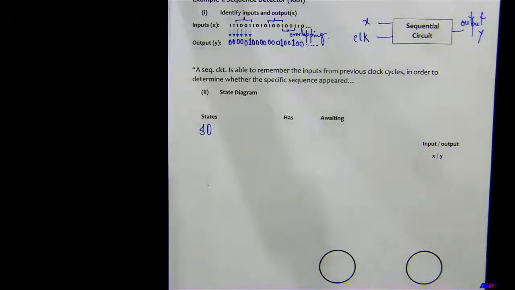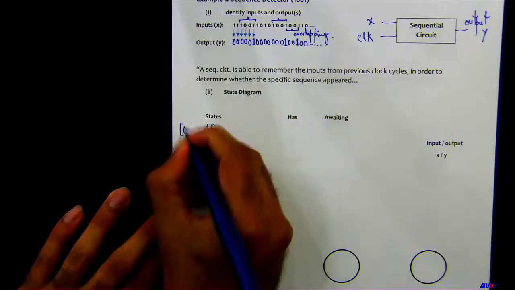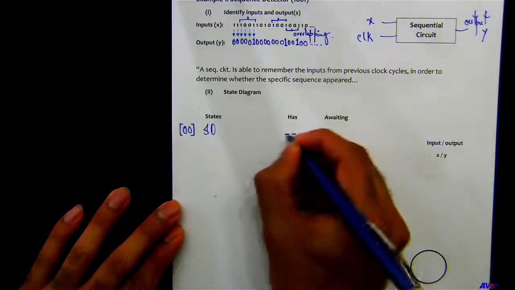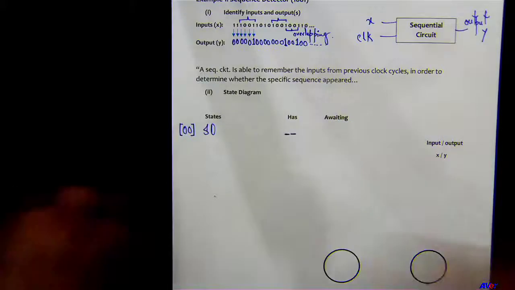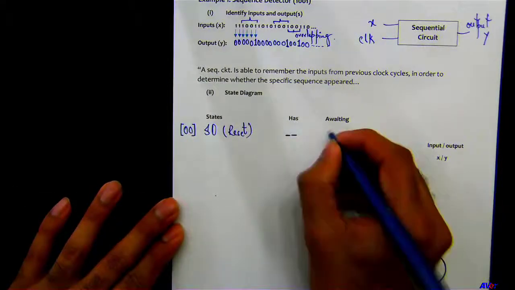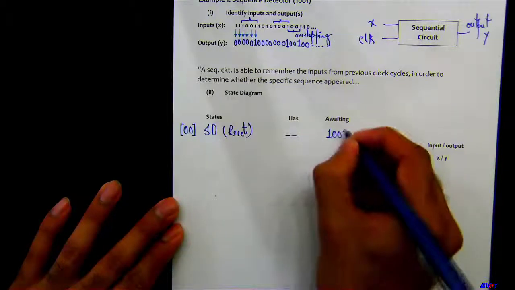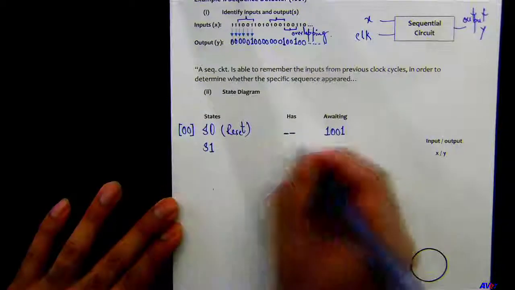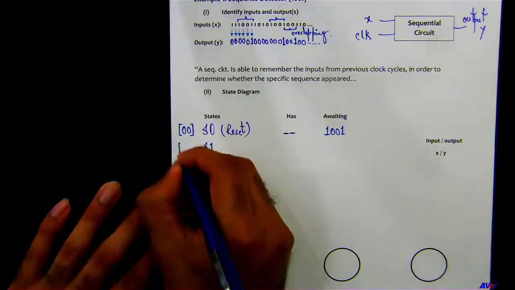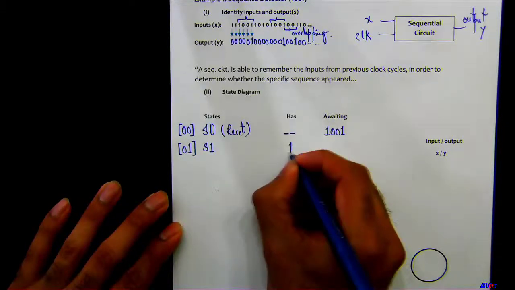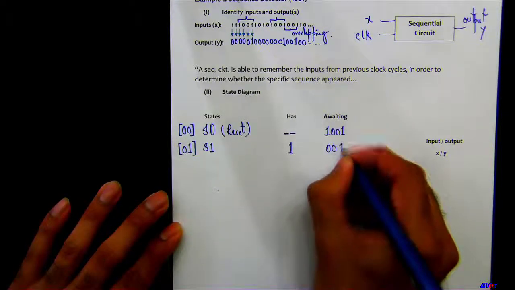S0 would be the sort of reset state, and this is when we start detecting. Okay, nothing has arrived. This is sort of like a reset. This is when it starts detecting, so it's awaiting 1001. Then the next state, S1, will be 0, 1. It receives 1, and now it's awaiting 0, 0, 1.